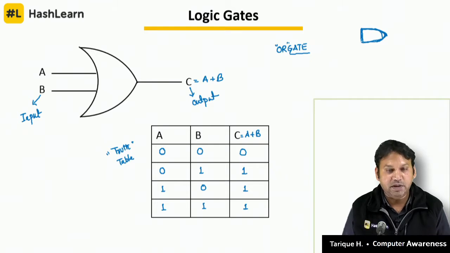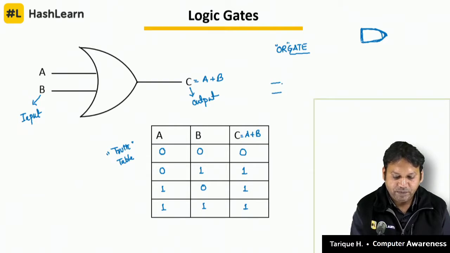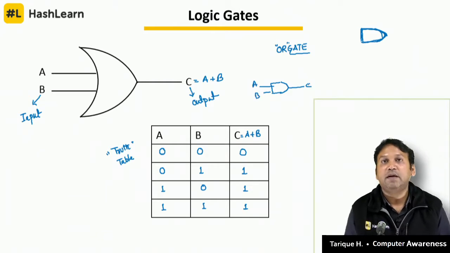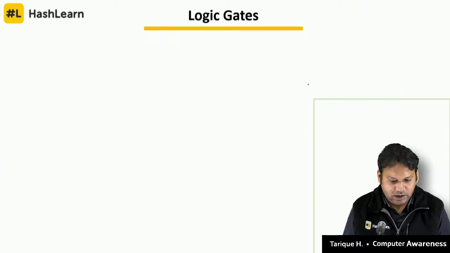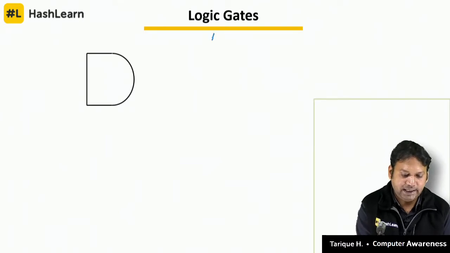Look at the symbol, look at the diagram, and understand that the diagram is that of the OR gate. It looks more like this in the actual picture. A and B are the inputs, and this is C. Next we'll look at the second gate, which is the AND gate. It's like a D, as you can see here. This is the AND gate.